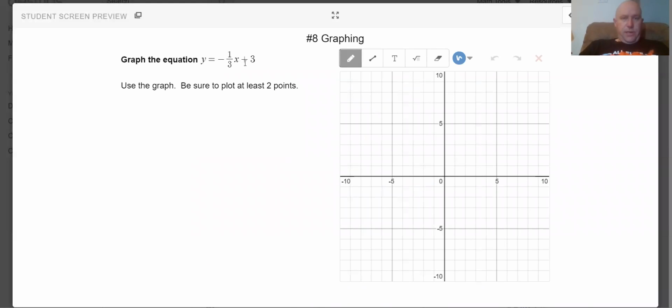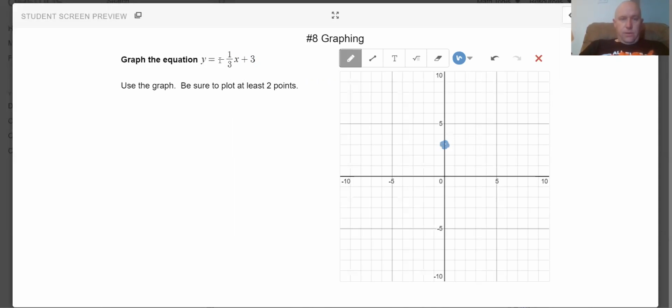So graph the equation y equals negative 1/3 x plus 3. So first of all, I'm looking for that y-intercept, the part that doesn't have the x with it, as long as it starts with y equals, as it does here. So I'm going to start from 3 on the y-axis. And just remember why you're graphing. If it starts with y equals, you're starting on the y-axis. If it starts with x equals, then you're going to start graphing from the x-axis.